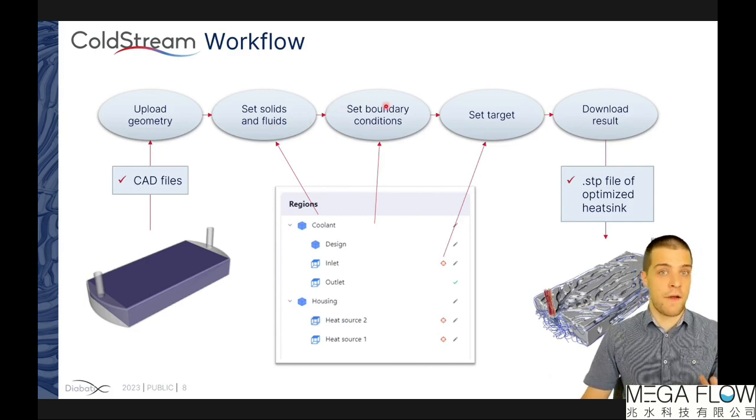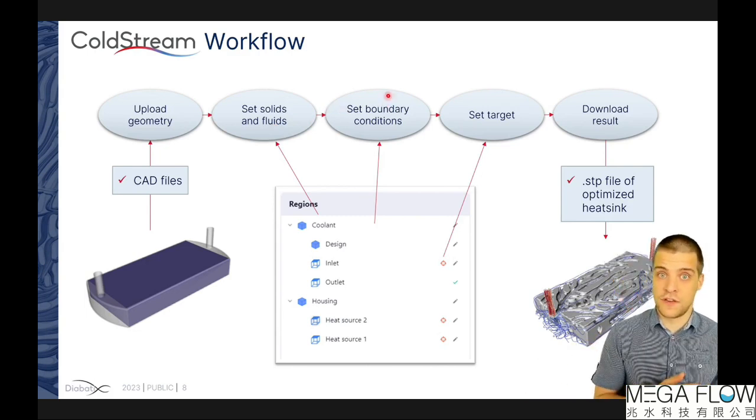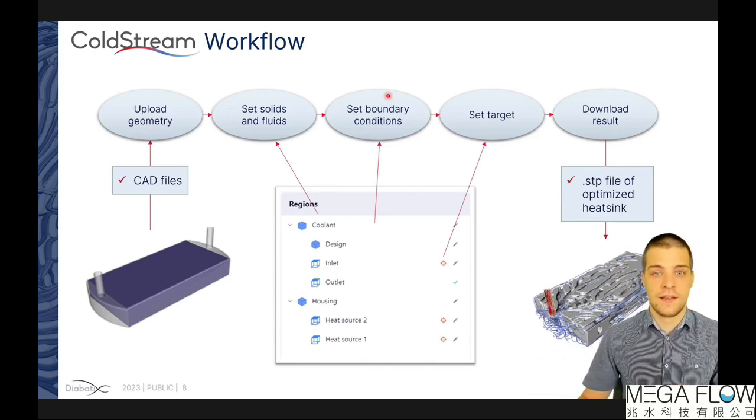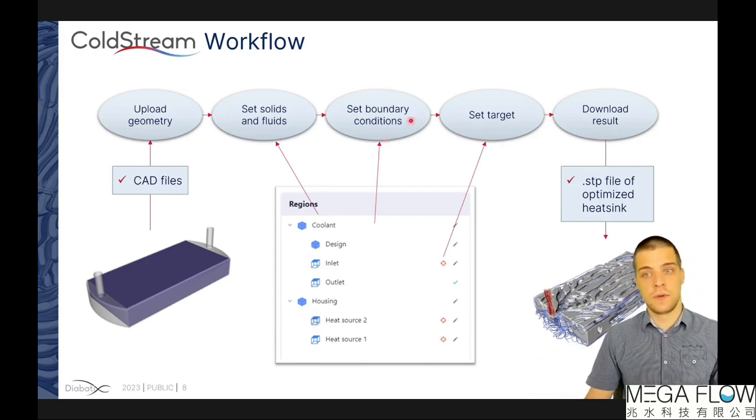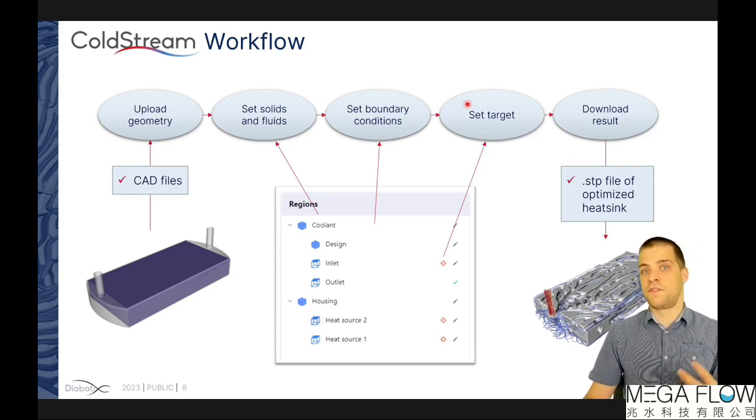Then you have to define the boundary conditions. Is it natural convection cooled? Is it forced convection cooled? What does my heat load look like? That's something that you specify in step 2. And then step 3, which is a bit of a new one compared to more traditional CFD software, we have to define a design domain.